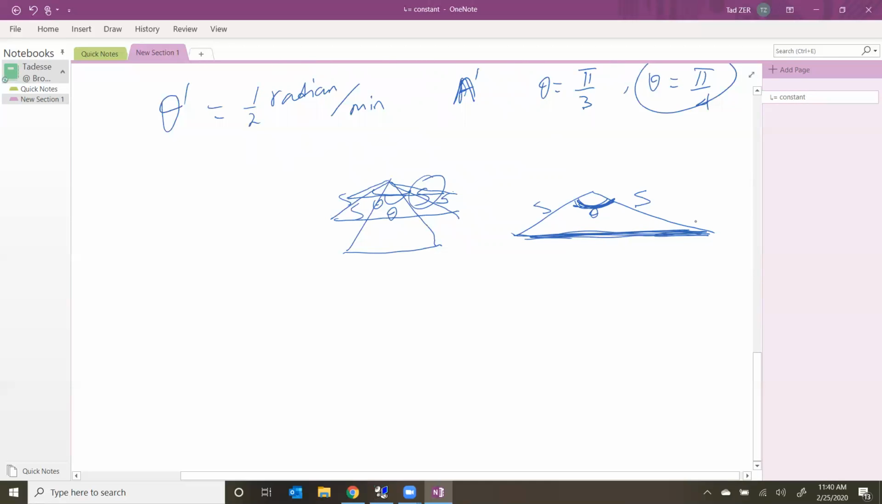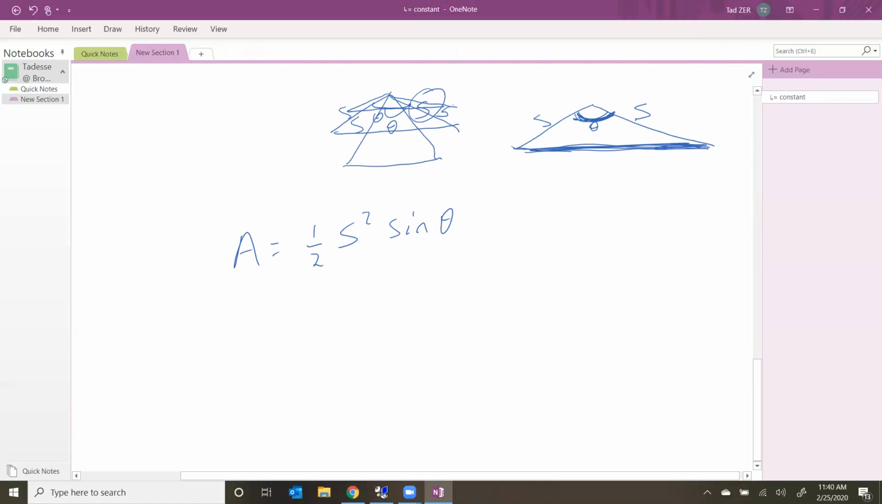As theta goes wider, because S is constant, this guy increases. Okay, so what does that mean? I have this formula, area equals half S squared sine of theta. So which ones are functions of time? If you want to be precise, area is a function of time. So as time goes on, the area either increases or decreases. Okay, so we'll see that. Half S squared is a constant. It has nothing to do with time, but theta is what?